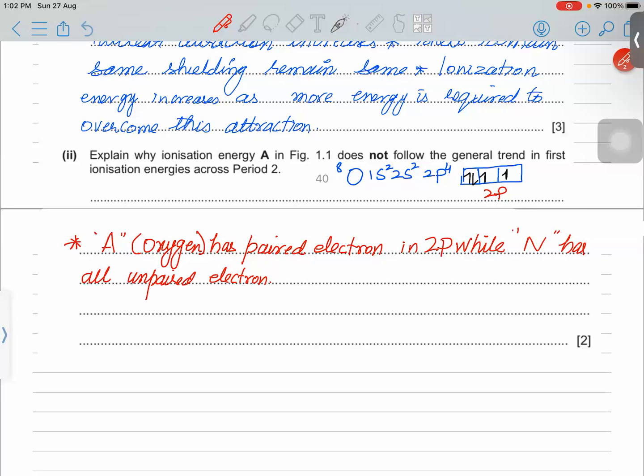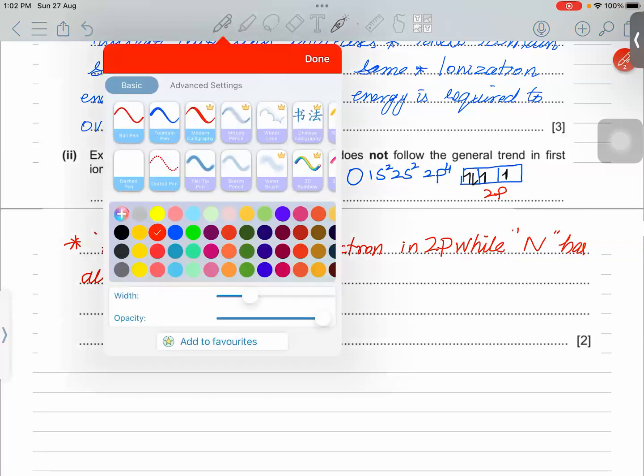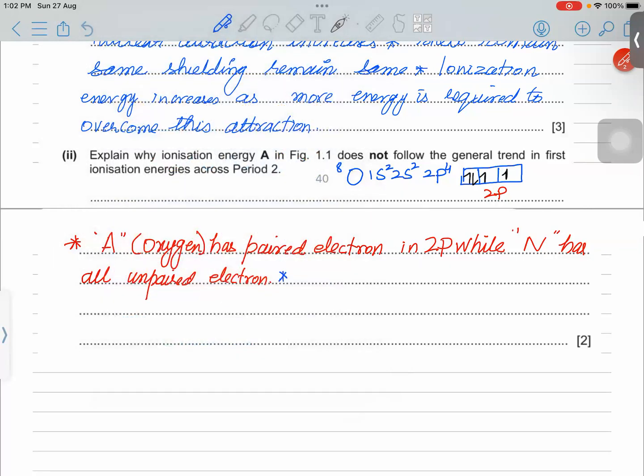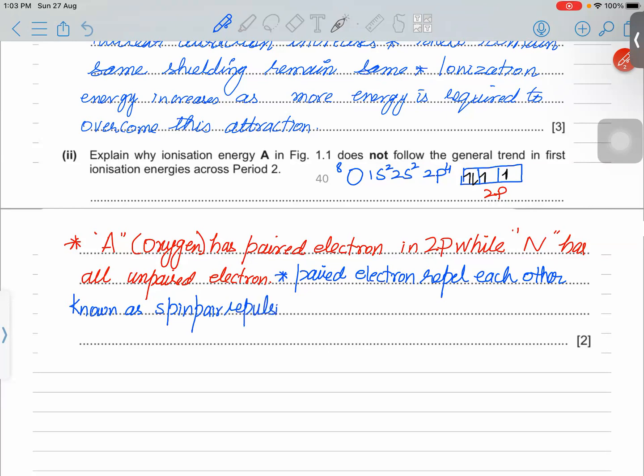For the second part, you know that paired electrons repel each other. Paired electrons repel each other, known as spin pair repulsion.